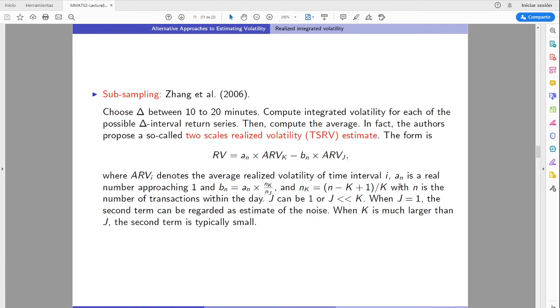Here, it's important to consider that n is the number of transactions within the day, and j can be either 1 or much smaller than k. We are talking about several orders of magnitude smaller. When j equals 1, the second term is regarded as the estimate of the noise, and when k is much larger than j, the second term is typically very small, like very small.